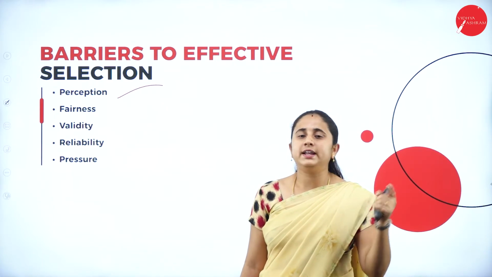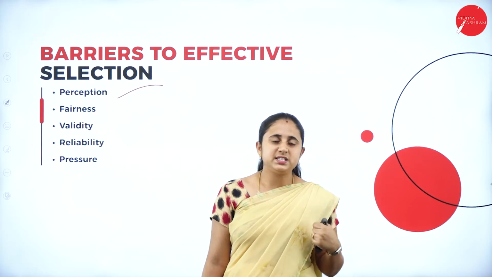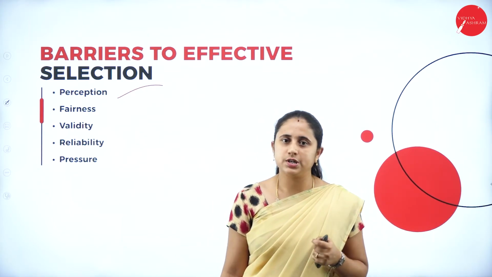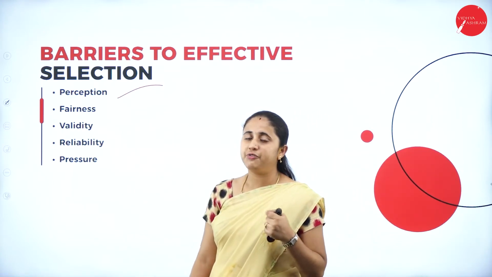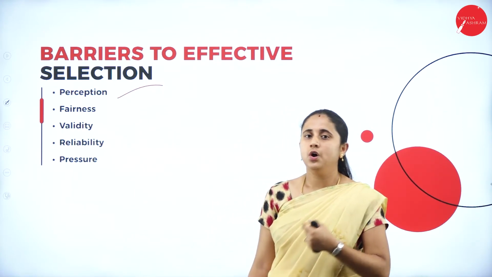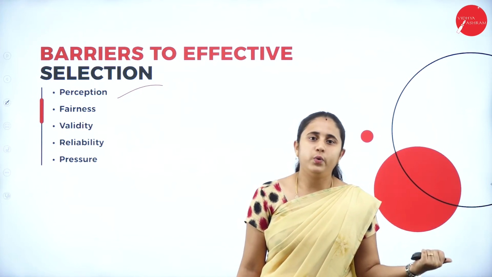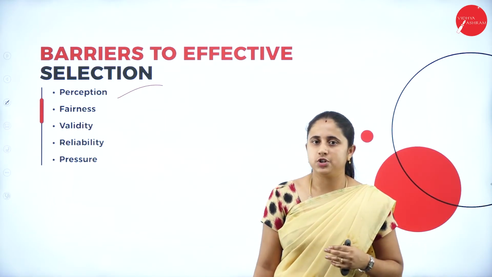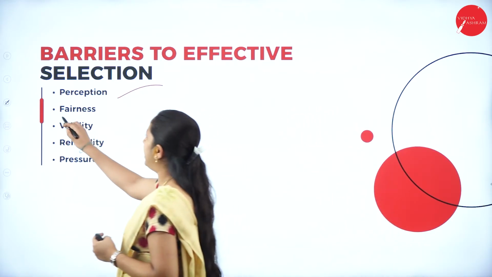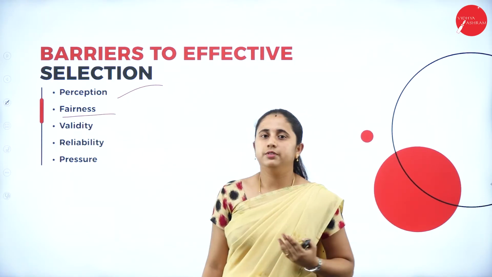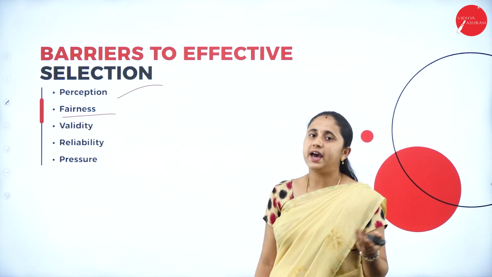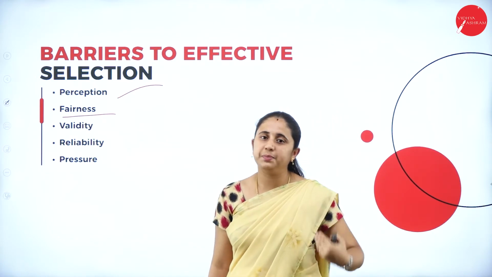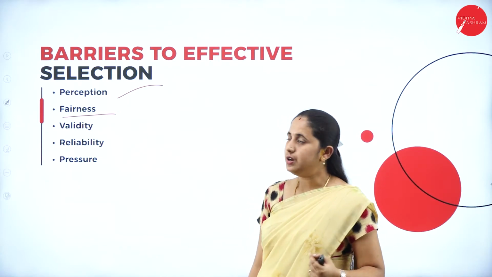She may be a better candidate than the male applicant, but the perception of an HR manager or the top management will influence the selection process. So there is perception, an individual's perception towards the applicants or about the position or vacancy. It influences the selection process, so it is a barrier for the selection process. Next one, fairness. Fairness includes favoritism about religion, caste, race and gender. So it influences the selection process and becomes a barrier.